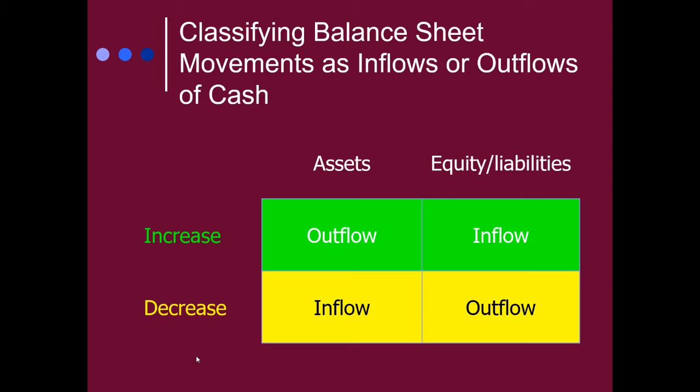This is a summary of the changes in the inflows and outflows from the assets, equity and liabilities perspective. For assets, any increase is considered an outflow, and a decrease is an inflow. The effect is the opposite for equity and liabilities. For equity and liabilities, an increase will be shown as an inflow and a decrease will be shown as an outflow.